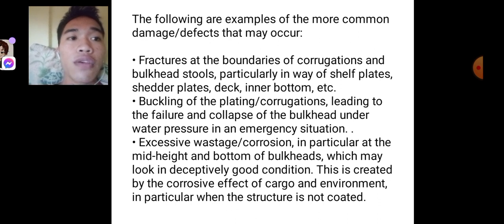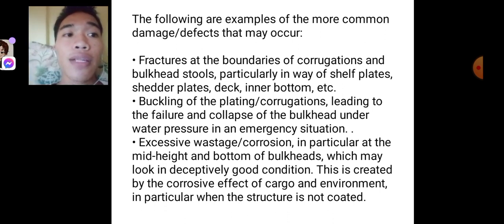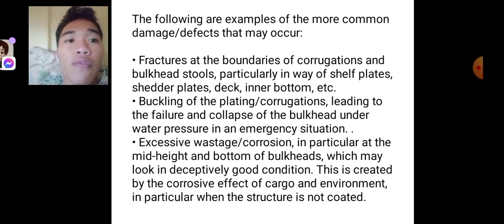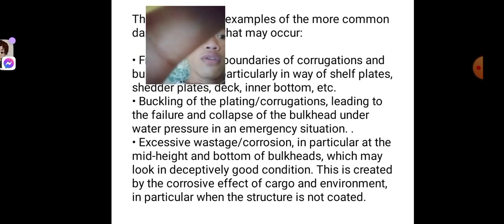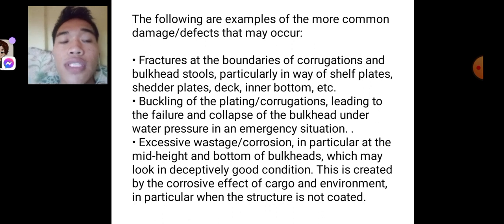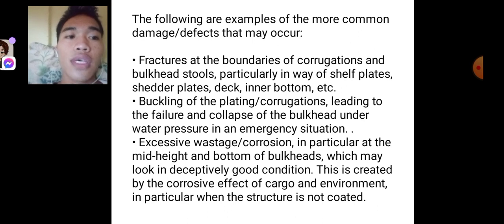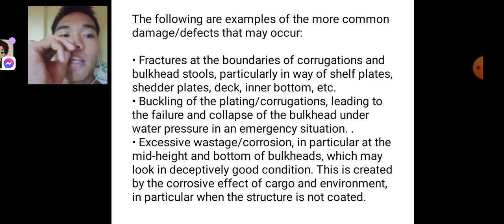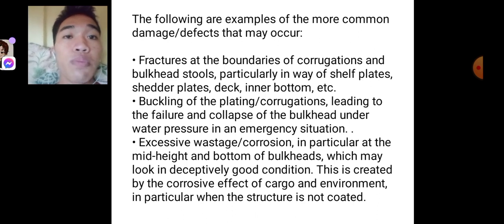Fractures at the boundaries of corrugations and bulkhead stools, particularly in way of shelf plates, sheather plates, deck, inner bottom, etc. Buckling of the plating corrugation leading to failure and collapse of the bulkhead under water pressure and an emergency situation. Excessive wastage or corrosion, in particular at the mid-height and bottom of bulkheads, which may lock in deceptively good condition.